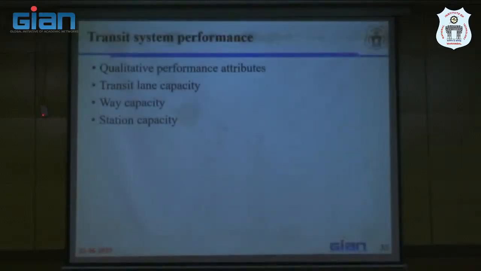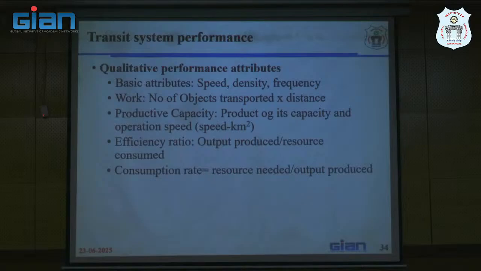So we also discussed where the neo metro will be suitable, with which categories of cities, and the qualitative performance of the attributes: the transit lane capacity, the way capacity, and the station capacity. So these are some of the factors. You can see there is a little difference between evaluating a bus versus a metro. These are some of the factors in terms of capacity to be taken into account, particularly for a rapid transit system like rail.